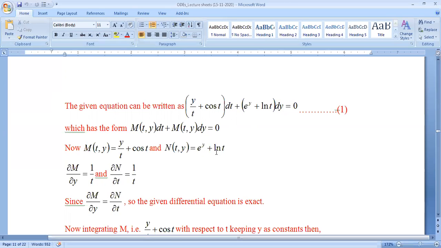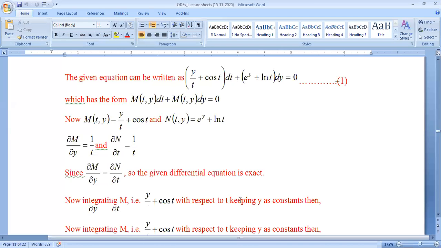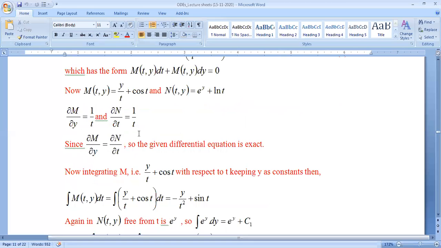Now taking partial differentiation of N with respect to t, e to the power y will be 0, and for ln t, the formula is ln x gives 1/x. This is why ln t will give 1/t. Now we got ∂M/∂y equals ∂N/∂t. So the given differential equation is exact according to our desired theorem of the first problem. So now integrating M with respect to t, keeping y as constant, we get this.